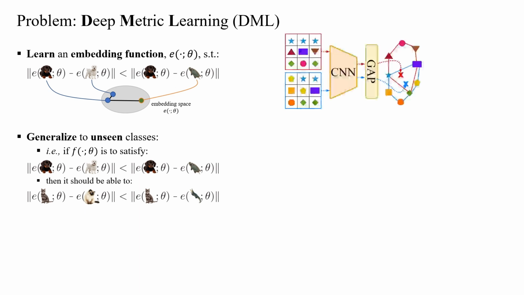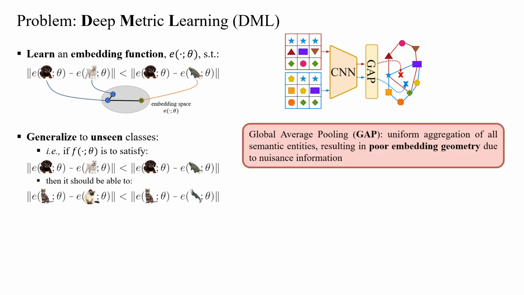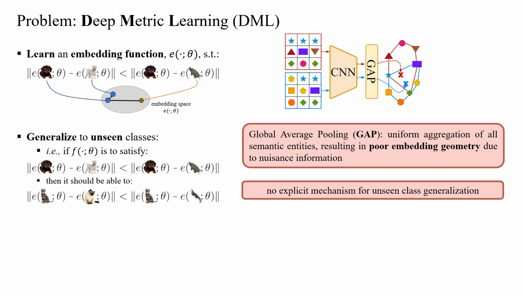We often rely on convolutional neural networks paired with global average pooling to craft our embedding functions. However, global average pooling has its limitations. It treats all semantic information equally, which can lead to poor embeddings due to irrelevant details. Additionally, traditional deep metric learning frameworks lack an explicit mechanism for handling unseen classes.